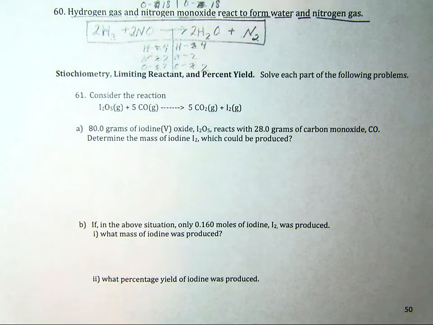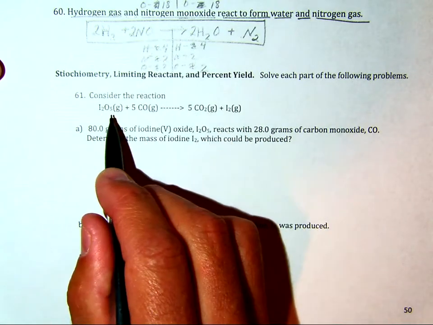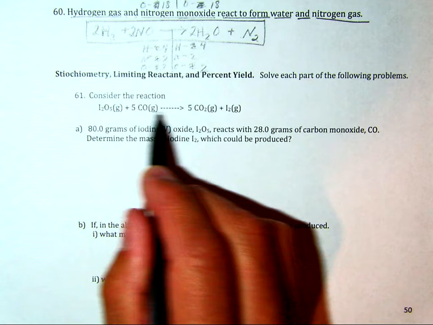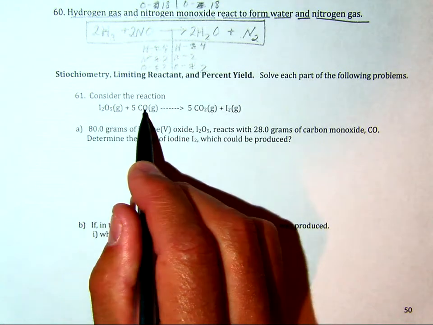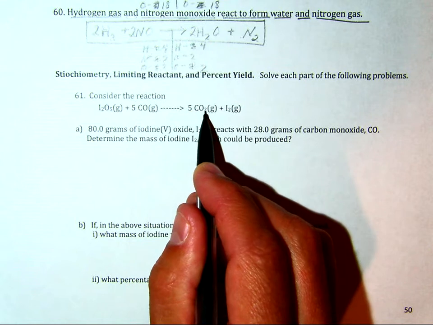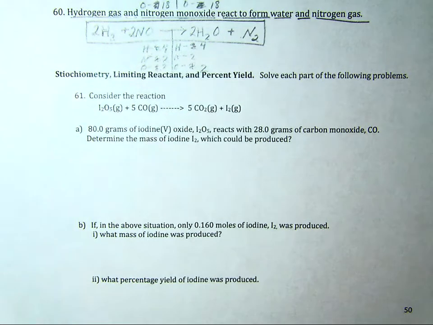please pay attention. Alright, on 61 there's a few parts, so we've got to solve. Here's my reaction. Now the first thing that we should do is make sure that it's balanced. We've got 2 iodines on the left, 2 on the right. 5 oxygens plus 5 more is 10. We've got 10 oxygens on the right. We've got 5 carbons and 5 carbons. So yes, it is balanced. You always want to make sure that your chemical equation is balanced. Now, let's start.